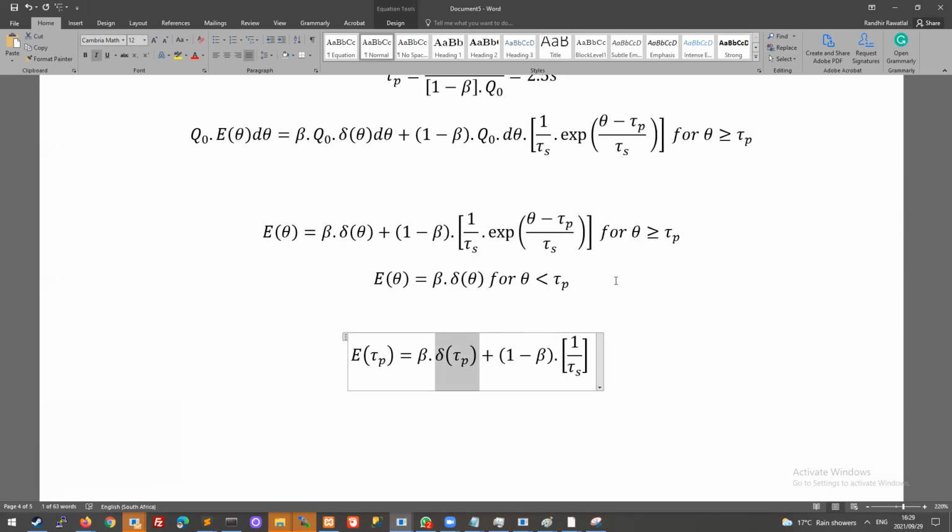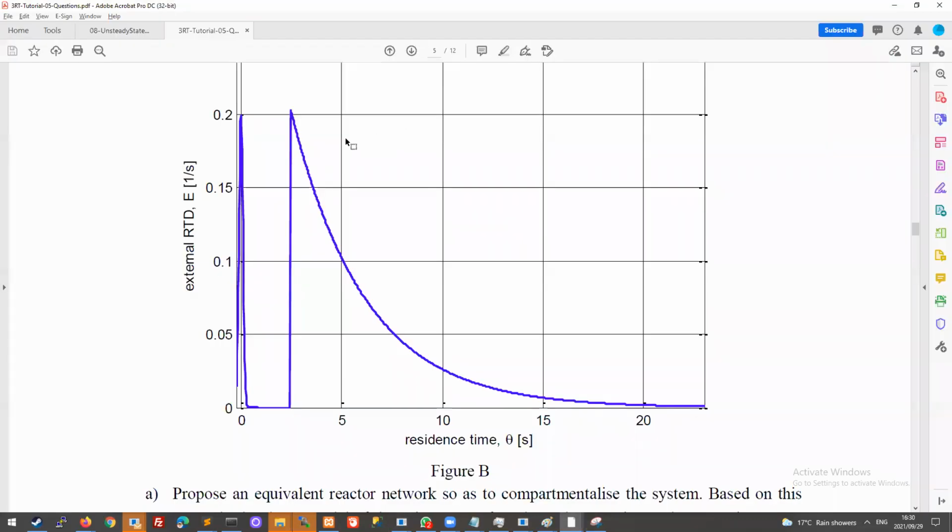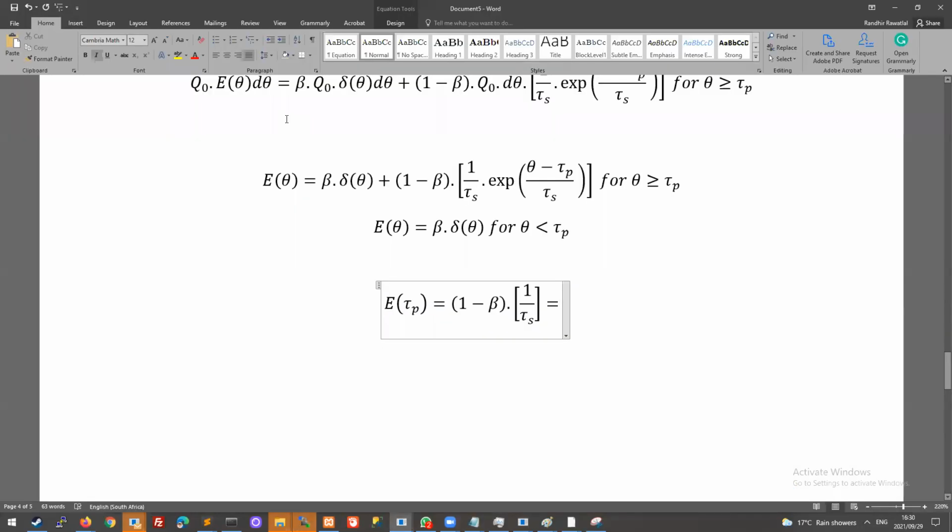And again, look at the lectures, look at the Dirac delta function. Dirac delta function is 0 everywhere except at 0. Now, this is not at 0. Tau p is not 0, so this is not Dirac delta at 0. So this whole thing is a 0. So we can just get rid of that term. So now we are left with this. And if you look at the curve in the question, we have a value, we can take this as approximately 0.2. So this is 0.2.